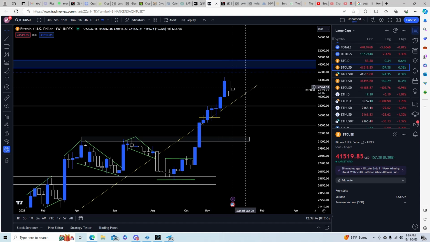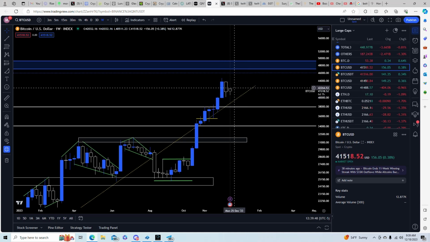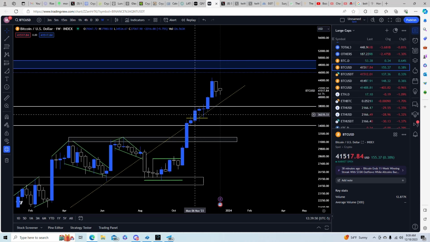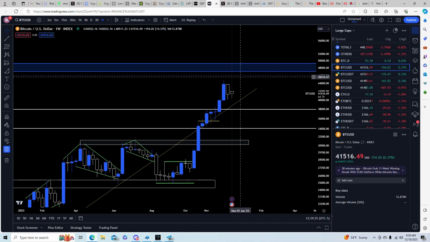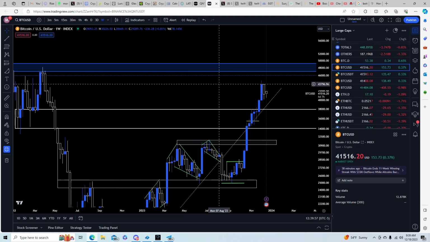So we came down and wicked to the bottom of that. We keep this higher low, man. Maybe create some type of little pennant triangle, little BS that we've been making the entire time, and then boom, shoot up towards the 45 to the 48 range.